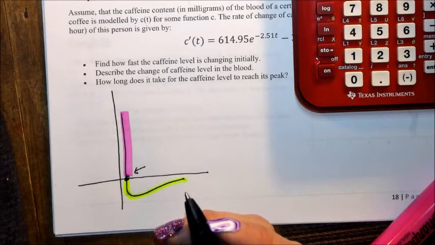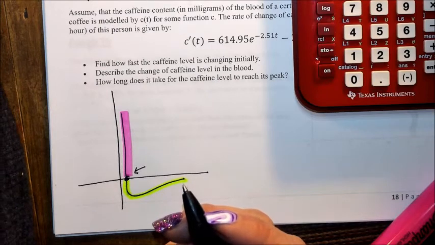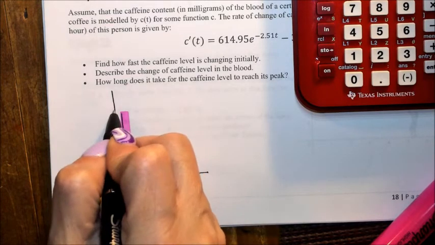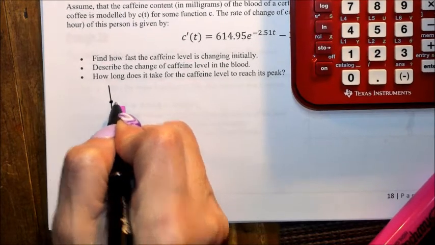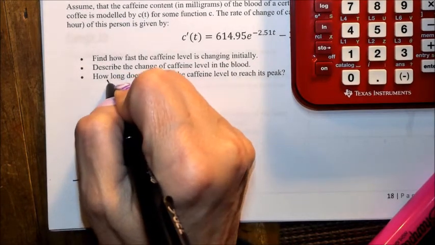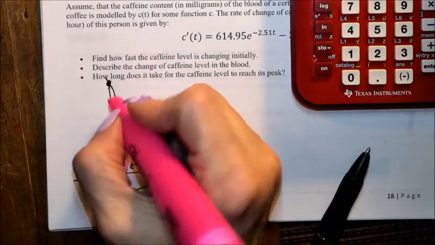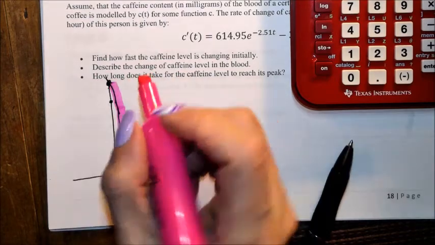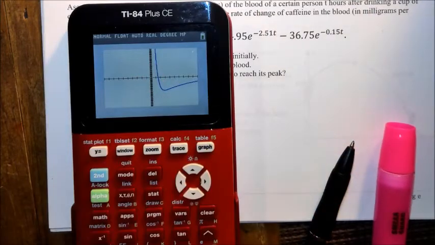Find how fast the caffeine level is changing initially. Initially would imply right here. Apparently it probably comes through, and I should have looked at that. It should have looked something like that. Okay, I know it didn't look that curvy, but anyway. So I kind of need to know where it's 0.